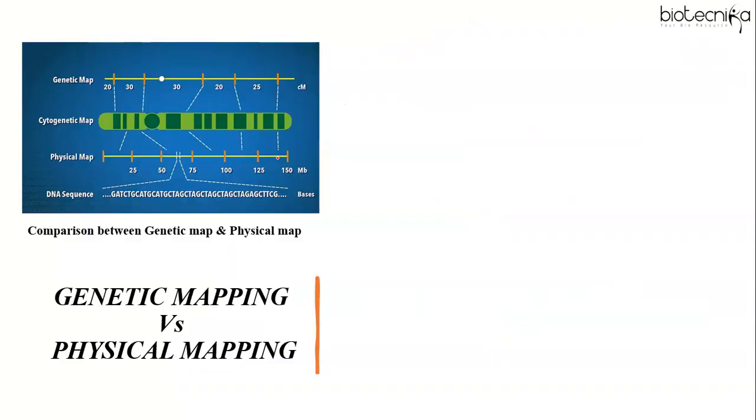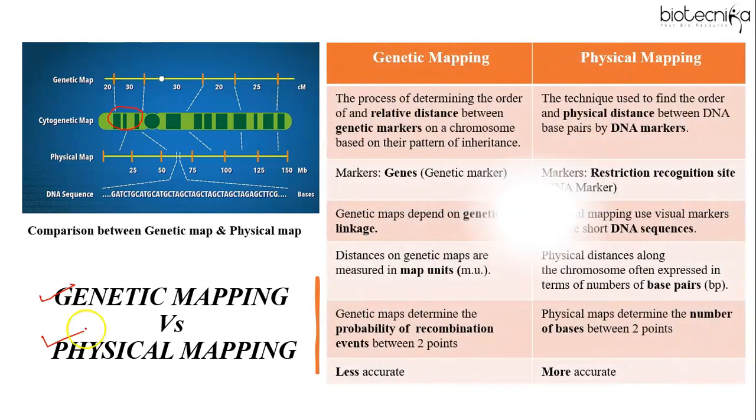The very first concept you're going to learn in this video is about genetic mapping and physical mapping. To determine the relative or exact distance and location of genes on chromosomes, mapping is done. There are two types of mapping, genetic mapping and physical mapping. So let's understand the difference between them. Genetic mapping is the process of determining the order of and relative distance between genetic markers on a chromosome based on their pattern of inheritance. That is how the genes are transmitted from parent to offspring.